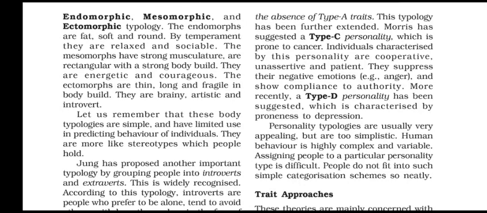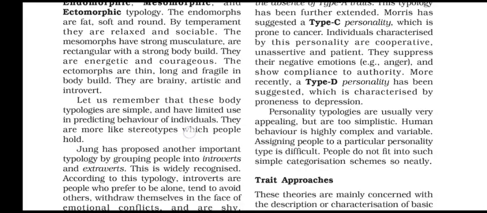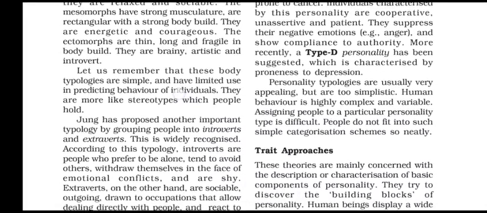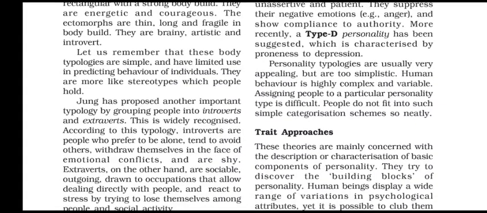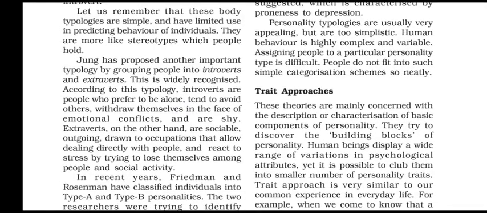Individuals characterized by this personality are cooperative, unassertive, and patient. They suppress their negative emotions and show compliance to authority. More recently, type D personality has been suggested, which is characterized by proneness to depression. Personality typologies are usually very appealing, but are too simplistic. Human behavior is highly complex and variable. Assigning people to a particular personality type is difficult. People do not fit into such simple categorization schemes so neatly.